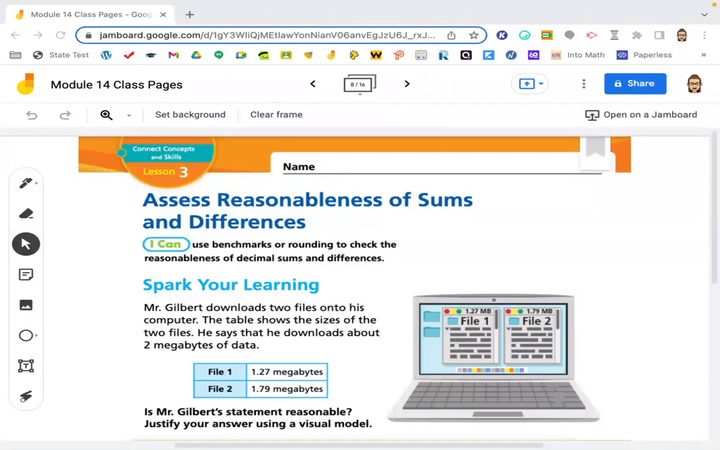So we start with the spark your learning. It says Mr. Gilbert downloads 2 files onto his computer. The table shows the sizes of the 2 files. He says that he downloads about 2 megabytes of data. Is Mr. Gilbert's statement reasonable? Justify your answer using a visual model.